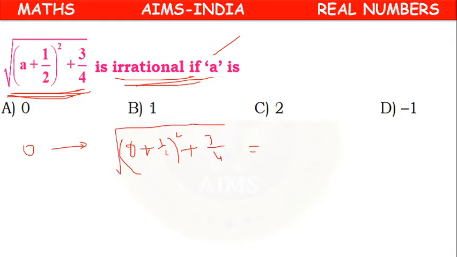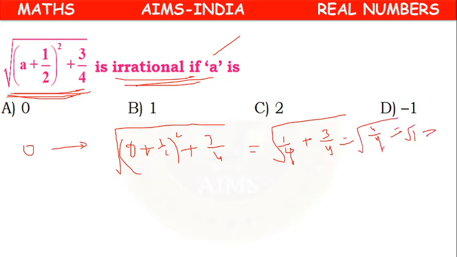So 0 plus 1 by 2, 1 by 2. 1 by 2 whole square means 1 by 4, plus 3 by 4, whole root. We can get 4 by 4. Root of 4 by 4 means root 1. Root 1 value is 1. So if we keep 0, the value we are getting is rational. Wrong answer. 0 is not the answer.